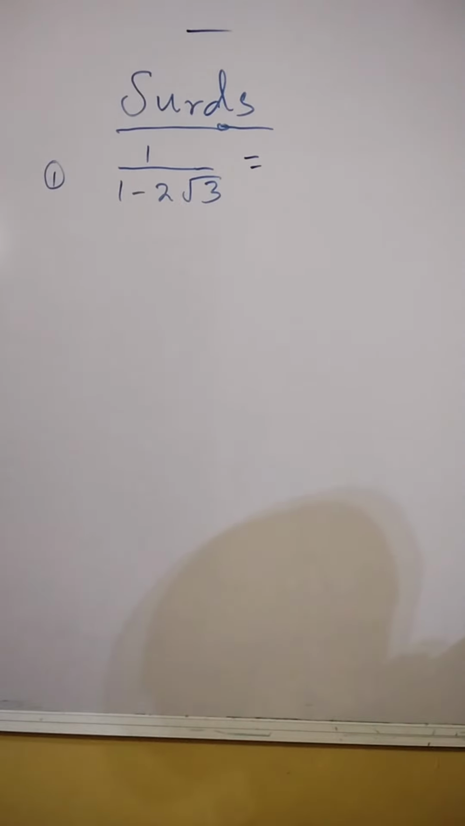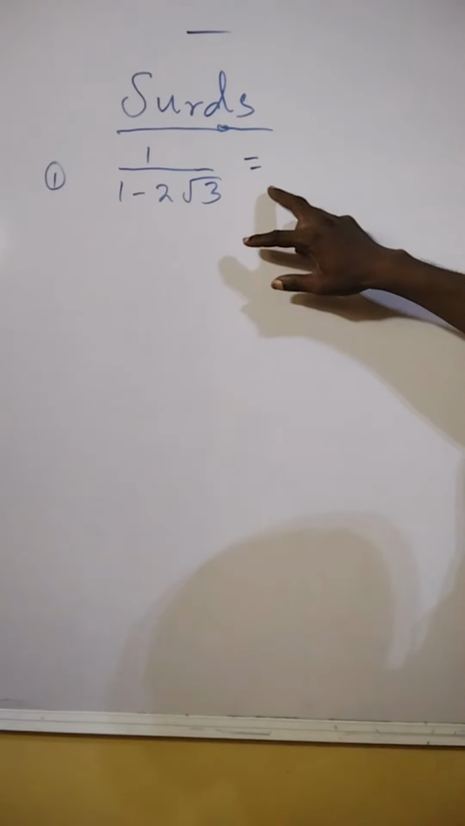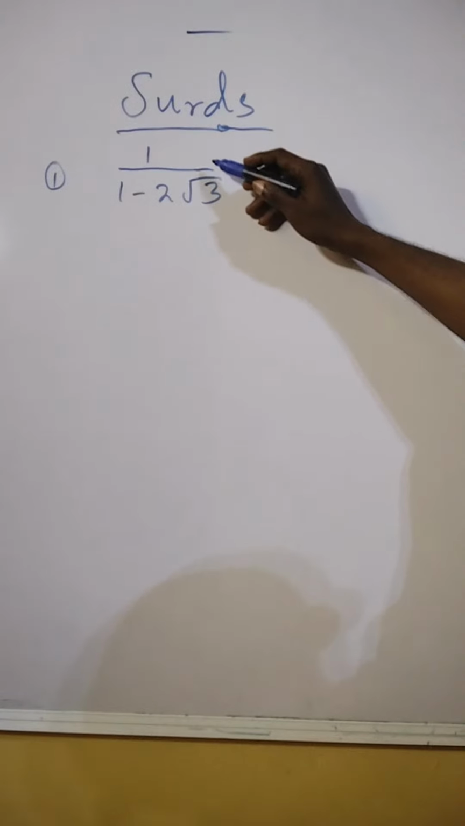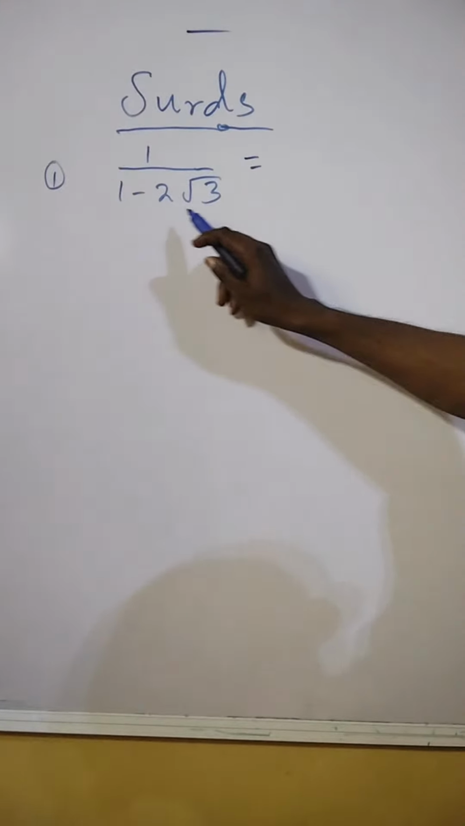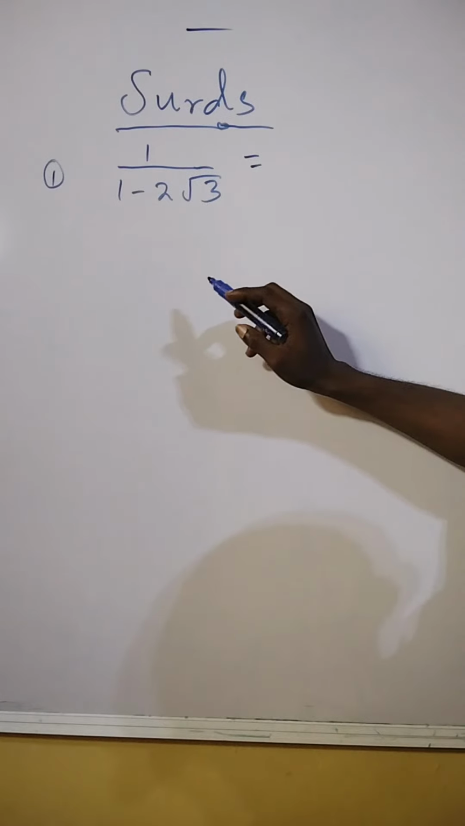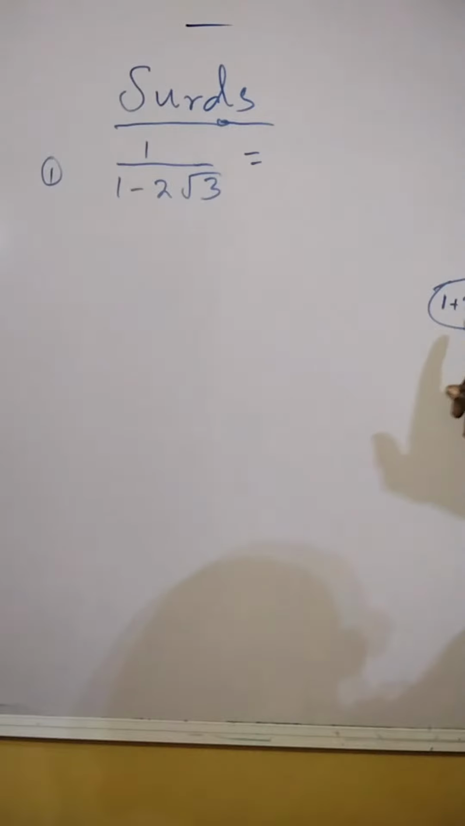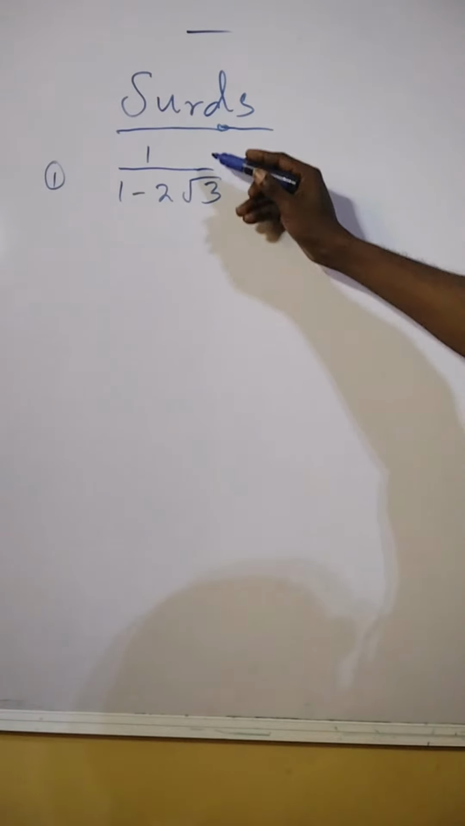We are going to rationalize this particular surd. By rationalizing the denominator here, we multiply the numerator and denominator by the conjugate of this denominator. And the conjugate surd here is 1 plus 2 root 3. So, in a conjugate, it's only the sign that changes. So, minus here turns to plus. So, use this conjugate now to multiply these two numbers.